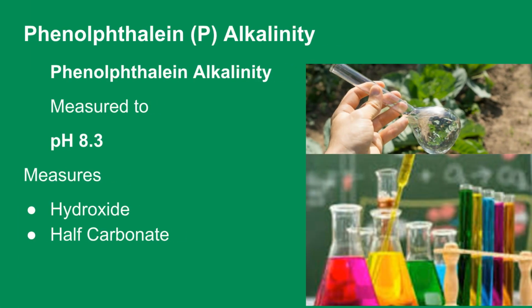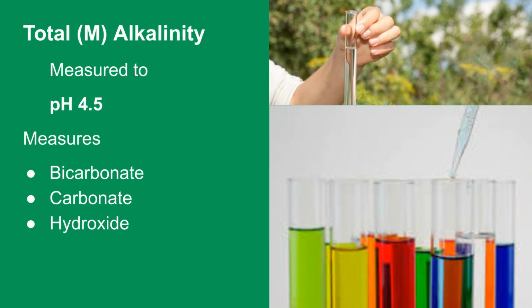Phenolphthalein alkalinity, often called P-alkalinity, is measured by titrating the sample to a pH of 8.3. This process measures hydroxide and half of the carbonate content. When performing this test, the titration endpoint of 8.3 indicates the specific alkaline species present, namely hydroxide and partial carbonate. Total or M alkalinity is measured by titrating the sample to a pH of 4.5. This measurement captures the total amount of bicarbonate, carbonate, and hydroxide present. By titrating to a pH of 4.5, we get a comprehensive picture of the total buffering capacity of the water sample.